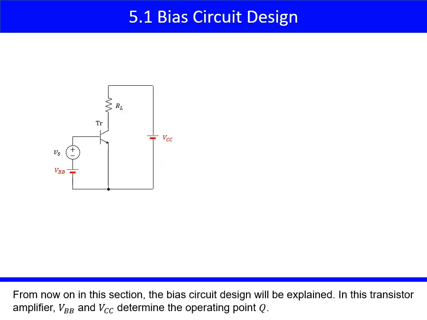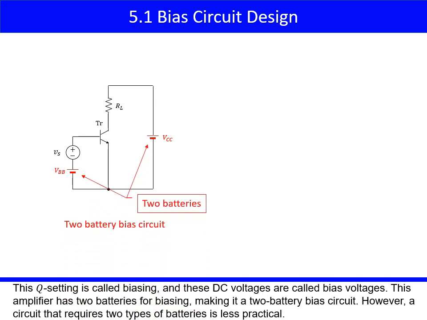From now on in this section, the bias circuit design will be explained. In this transistor amplifier, VBB and VCC determine the operating point Q. This Q setting is called biasing, and these DC voltages are called bias voltages. This amplifier has 2 batteries for biasing, making it a 2-battery bias circuit. However, a circuit that requires 2 types of batteries is less practical.